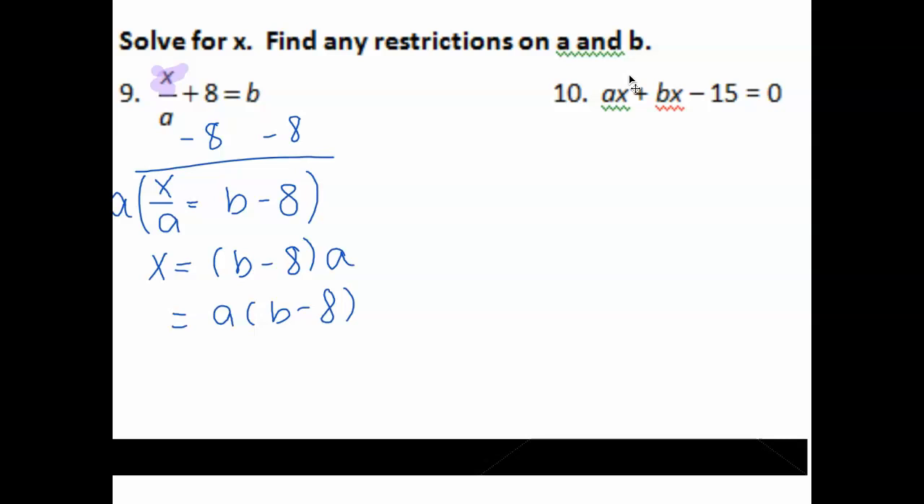And then where it says find any restrictions in the original problem, since I am dividing by a, we know that we can never in math divide by 0. So my only restriction is that a cannot equal 0. So the only thing we know is that a can't be 0.